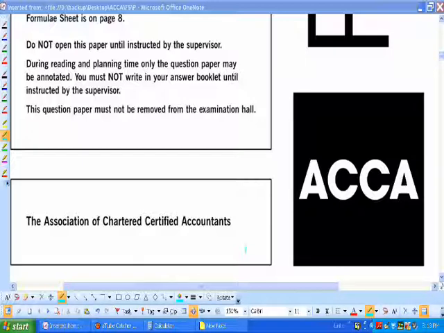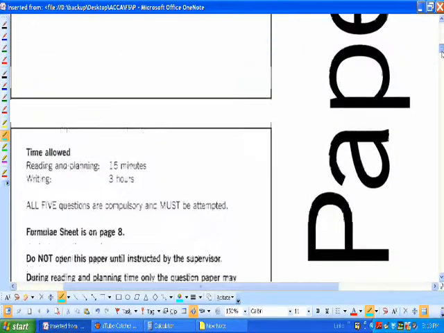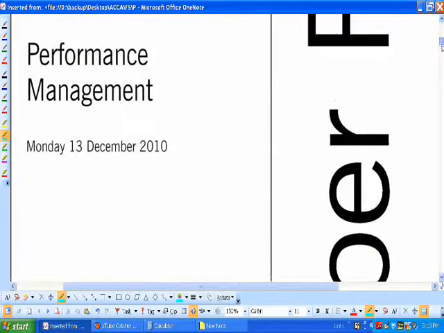Today we're going to be looking at F5, which is performance management. It's one of the key papers in the skills section of your SCCA studies. We're going to be looking at some exam technique, concentrating on a paper which was done in December 2010. This was SCCA December 2010, and we're going to be focusing on question number 3.